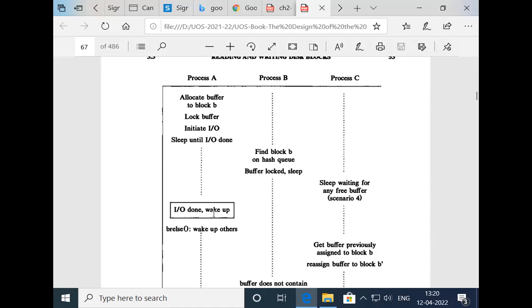So process A releases that buffer with the help of the B release algorithm. We are going to discuss this algorithm. B release stands for buffer release. So it releases that buffer with the help of B release algorithm and wakes up other processes. Other processes in the sense, in our system process B and C are there. So both will be woken up. Though B and C will be woken up, but unfortunately that block number 99 will be taken by process C instead of process B.